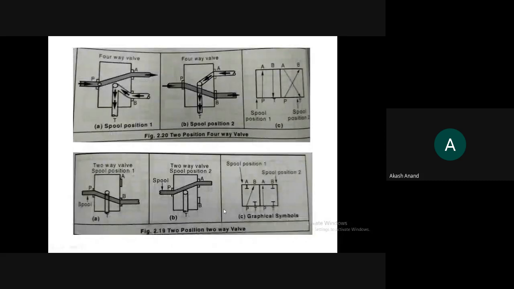So coming on to the two position two-way valve, you can see with the help of the actual two position two-way valve arrangement that in the first position, the fluid from port P is directly given to B. No fluid is coming out through port A.